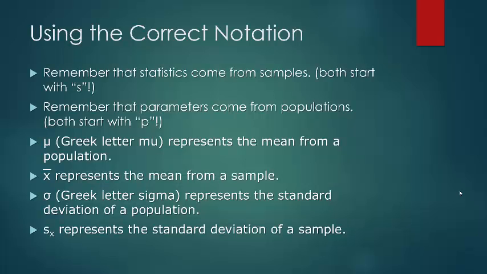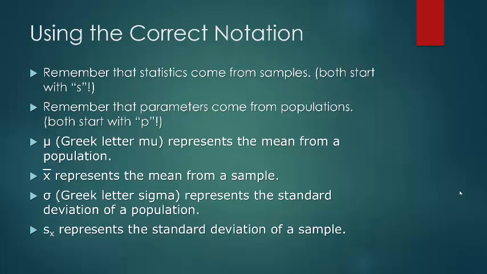Okay, so looking back at what we've done so far, I want to make sure that we use the correct notation in this particular chapter, since we're using both parameters and statistics. Remember that statistics comes from samples, and both start with S. Yay, that was very simple. Remember that parameters come from populations, and both of those start with P.